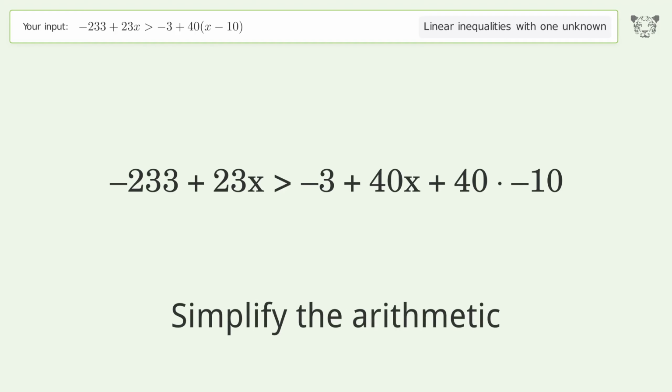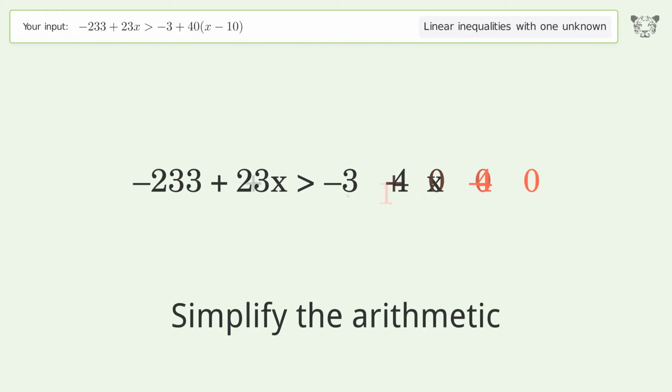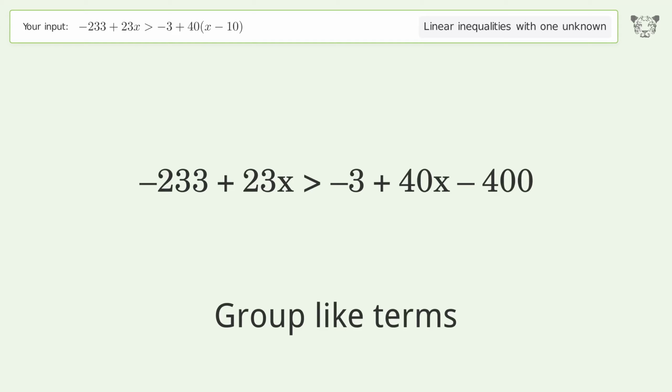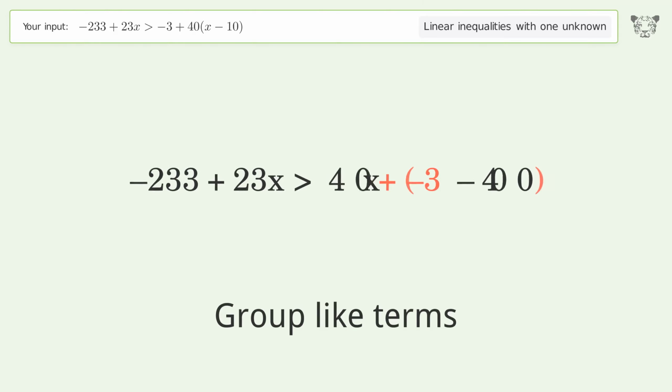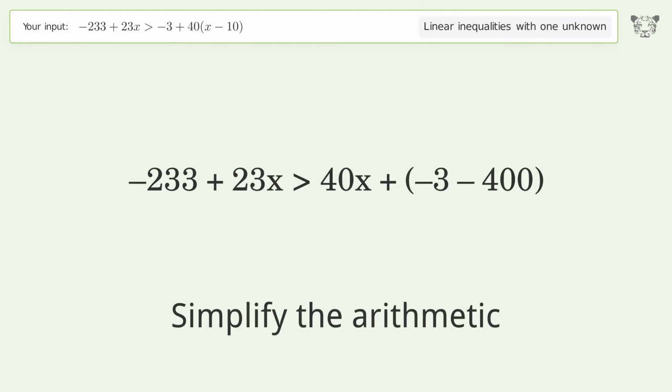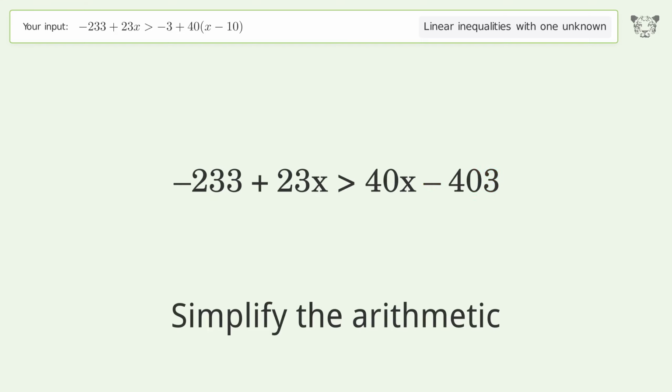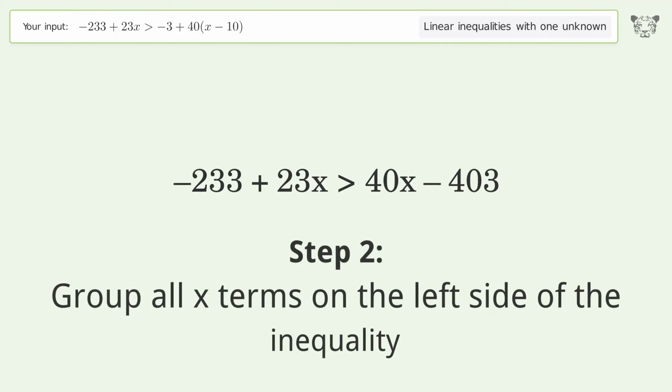Simplify the arithmetic. Group like terms. Simplify the arithmetic. Group all x terms on the left side of the inequality.